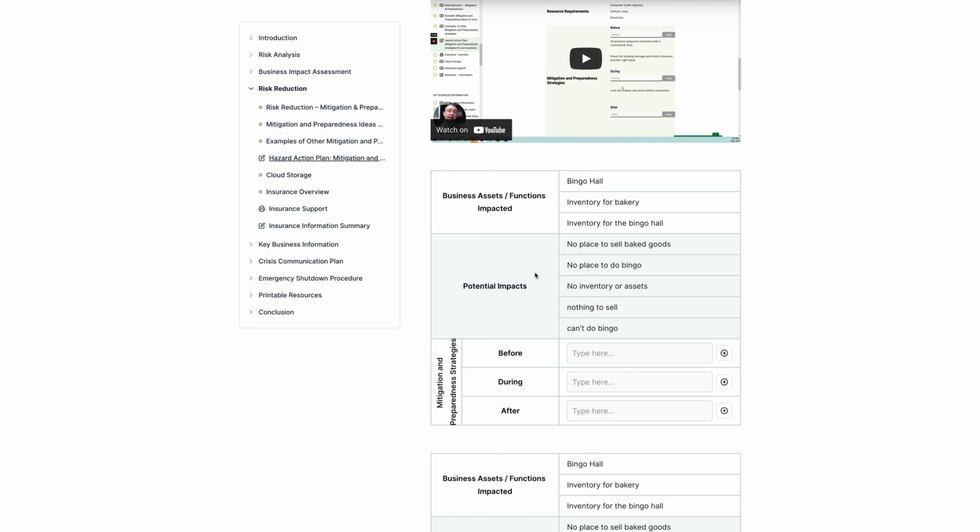So if we look here inside the tool, we can see that it has pulled together for us already a hazard action plan. And this first hazard action plan is based on wildfires, because that was the most likely hazard to impact our business for Bob's Bingo Hall and Bakery. And so if we look here at the top, we have a summary of all our business assets and functions that are impacted should a wildfire occur.